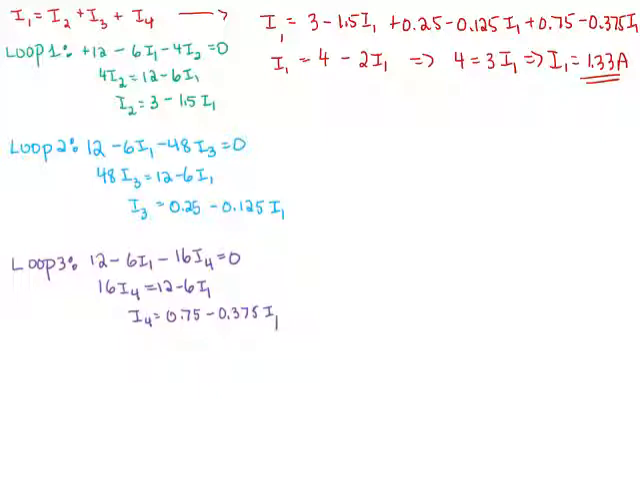Okay, there's our I1. Next we can find our I2. I2 is 3 minus 1.5 times I1. So I2 is equal to 1 amp.